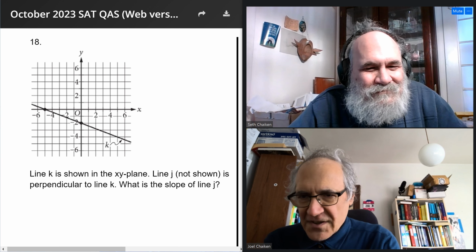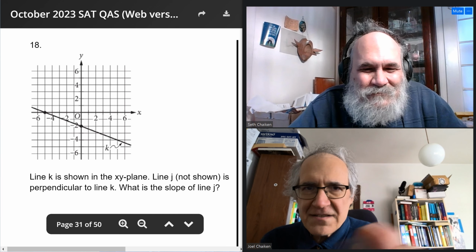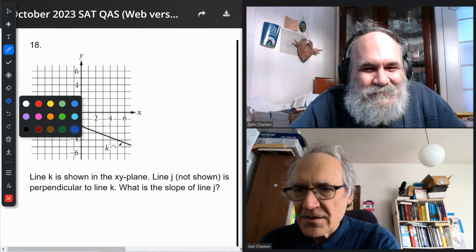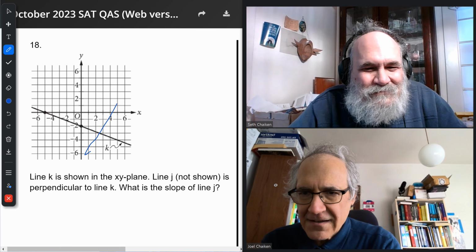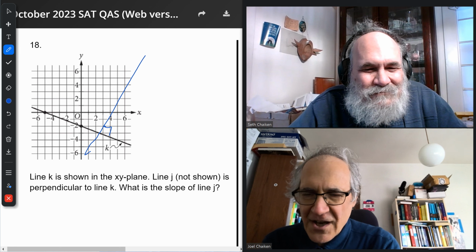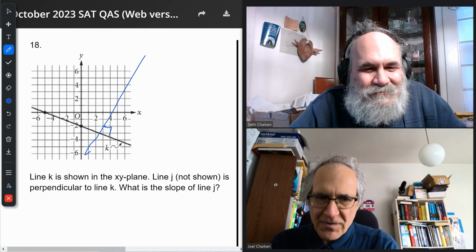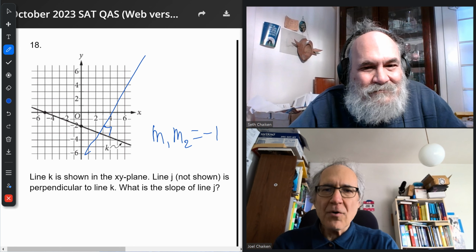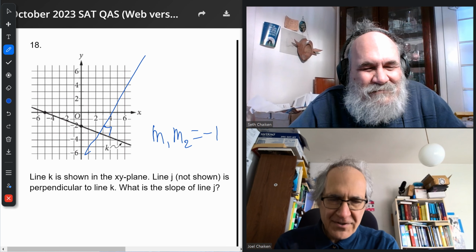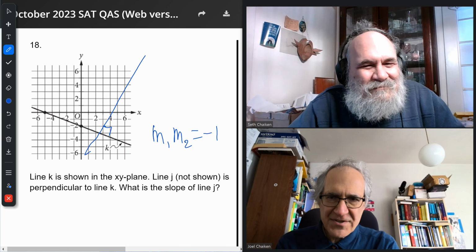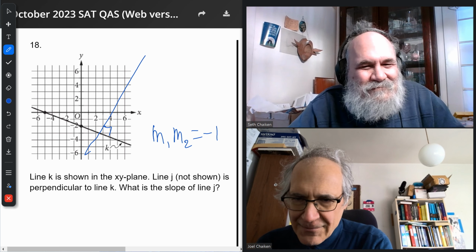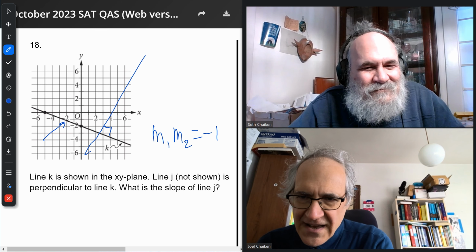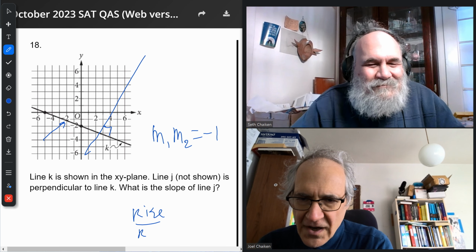So line J is going to be perpendicular, which means it's going to be like that. And we know that for two perpendicular lines, their slopes, m1 times m2, is -1, or the slopes are negative reciprocals of each other. So we need to figure out what the slope of line K is. And the slope is rise over run.